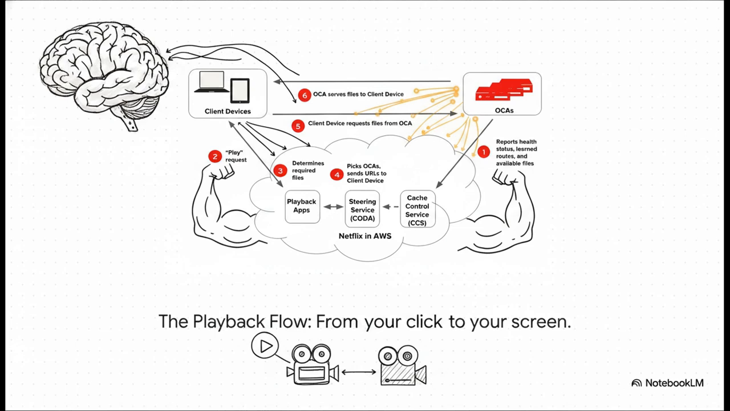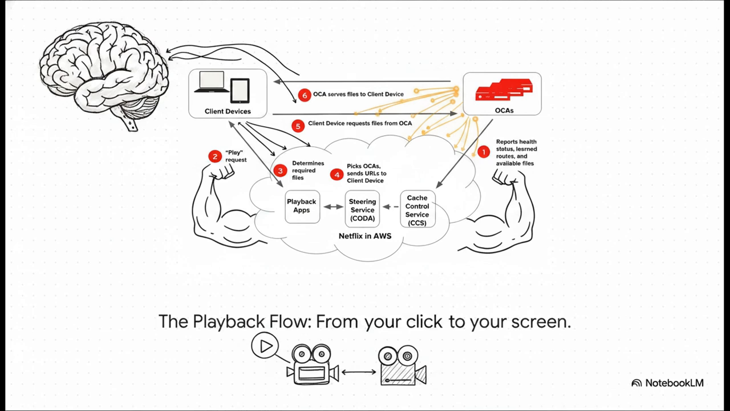So here's how it actually works when you sit down to watch something. The second you hit play, your device sends a request to the control plane, the brain, in Amazon's cloud. The brain checks your account, figures everything out, and then uses its own massive global network of servers called Open Connect to find the one server that's physically closest to you that has the movie you want. Then it tells your device, hey, go talk to that server directly.